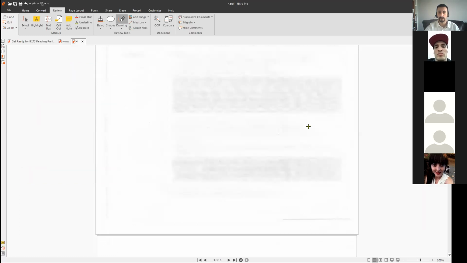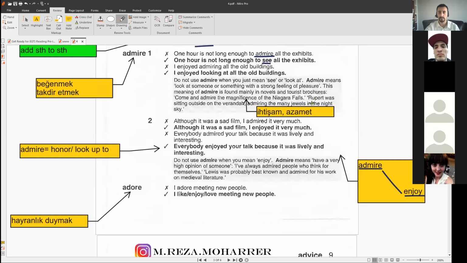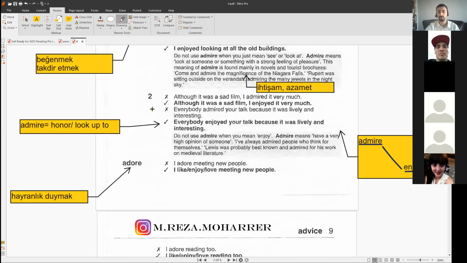And another example is like this. Rupert was sitting outside on the veranda admiring the many jewels in the night sky. So admire is much higher than look or see. Admire number 2, please.